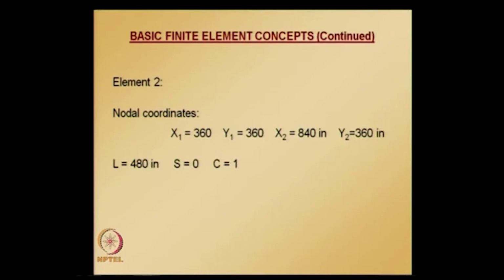And element 2 is subjected to a UDL, uniformly distributed load. So we need to calculate the fixed end solutions, because those values are required for assembling the equivalent load vector. And once we have all these values, we can write the transformation matrix and the local stiffness matrix for element 2 in the local coordinate system.